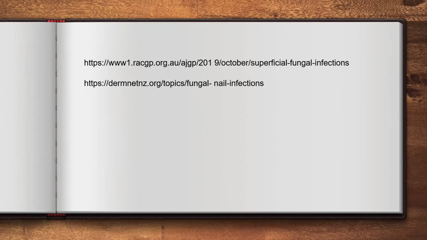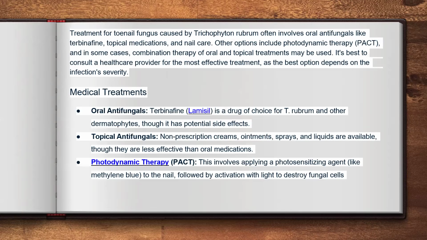All right. So treatment for toenail fungus caused by Trichophyton rubrum often involves oral antifungals like terbinafine, sometimes topical medication, and nail care. Other options are PACT therapy, or photodynamic therapy, which is for resistant toenail antifungal infections. And sometimes there is a combination of topical and oral therapy, which can be used for patients who are having a very bad nail infection and you think that they might require both of them.